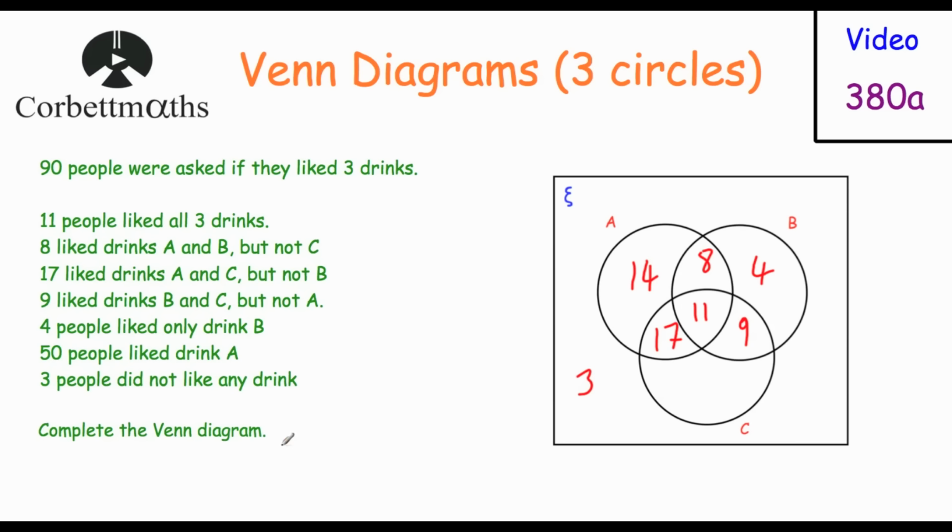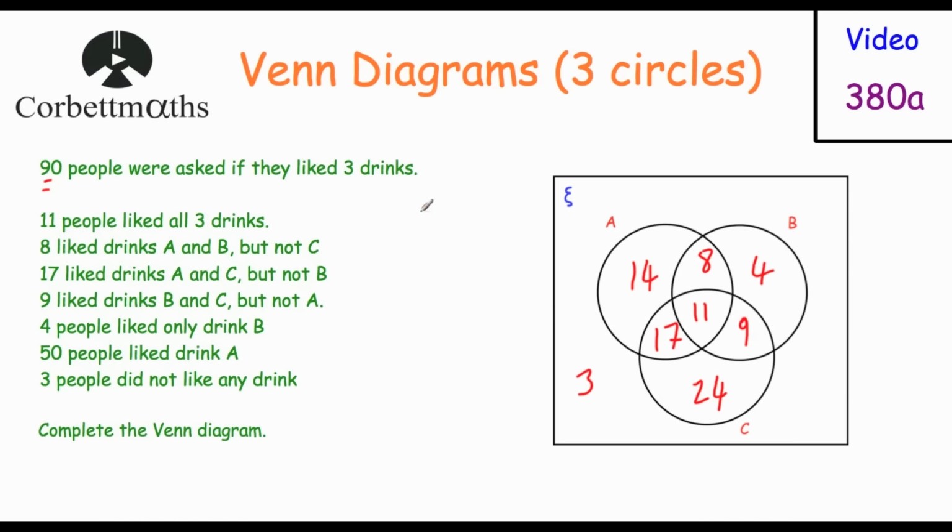And we've been asked to complete the Venn diagram, so we've done most of it, and there's just one missing number here. Now we're told that 90 people were surveyed, so if we take all these numbers away from 90, we'll see what number must go here. And when we take all these numbers away from 90, we're left with 24. So that means there must be 24 people in here.